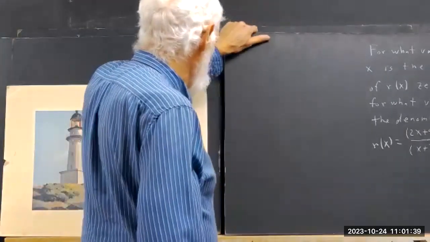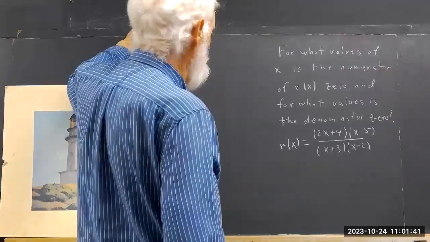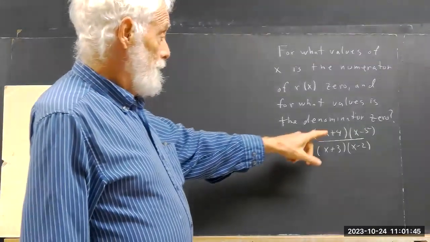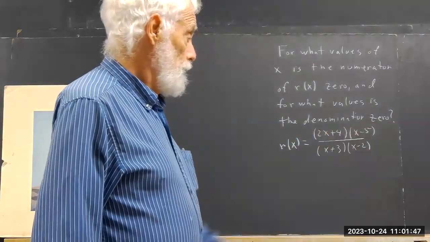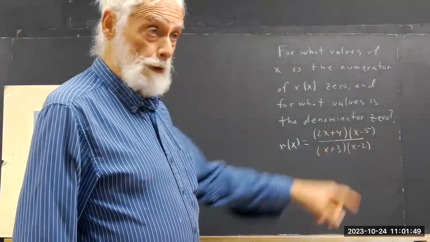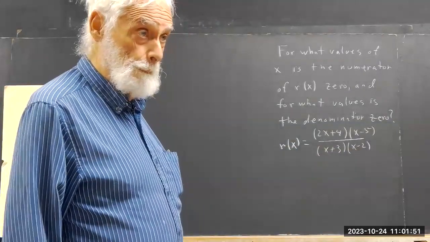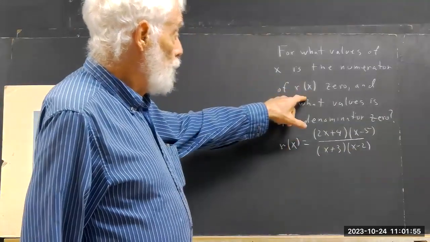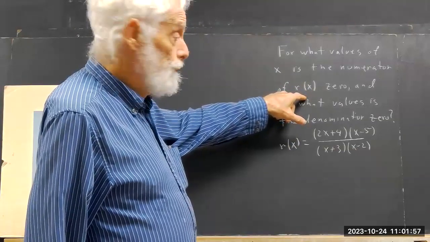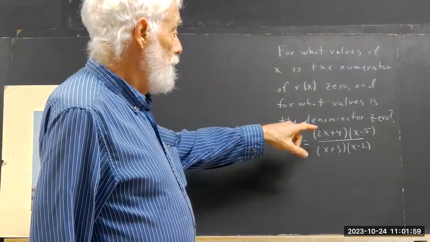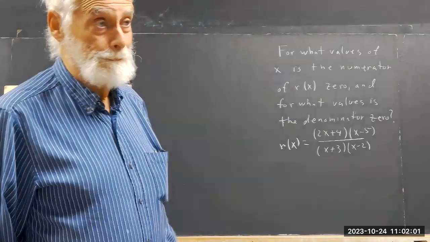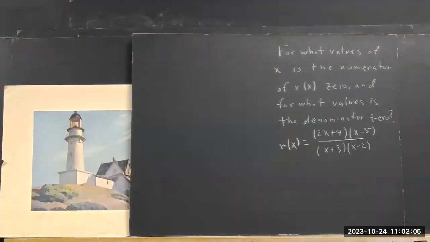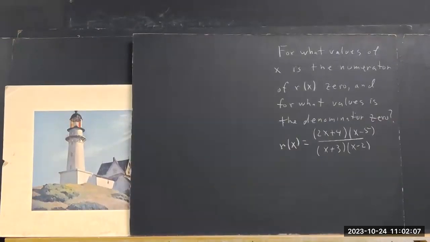Okay, just for a starter. Got this function R of X. Got a couple of linear factors in the numerator, a couple of linear factors in the denominator, okay? So all I'm asking is, for what values of X is the numerator 0? And for what values is the denominator 0? So I'll give you just a couple minutes, see if you can answer those questions.